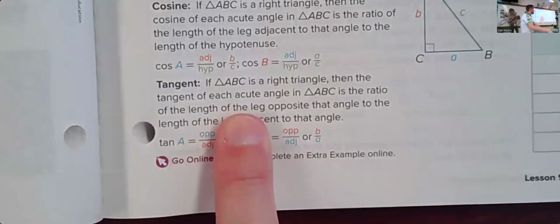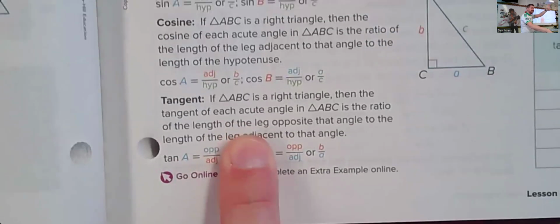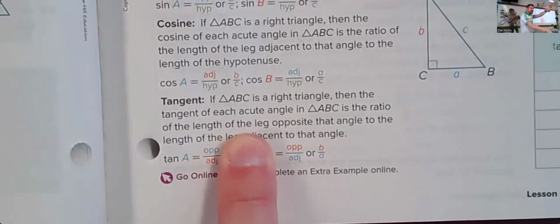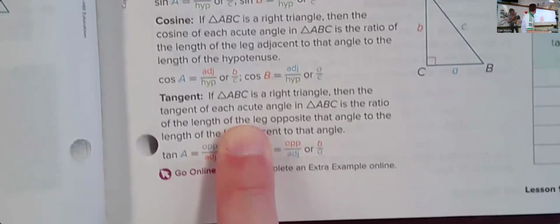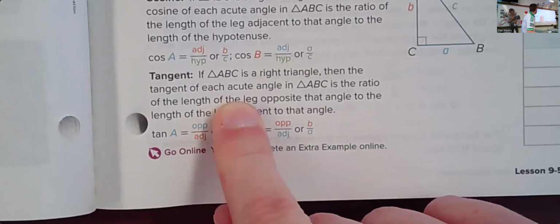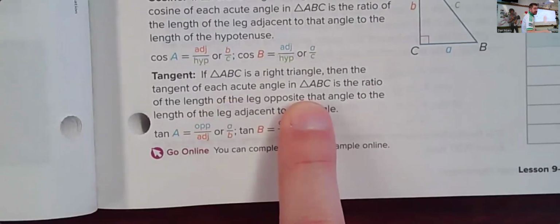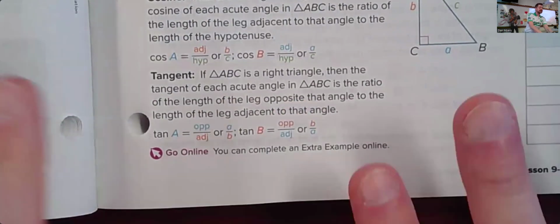All right, let's think about tangent for a second. So tangent is the third one we're going to learn about. So we've got sine, opposite over hypotenuse, cosine, adjacent over hypotenuse, tangent. If you have a right triangle, the tangent of each acute angle, by the way, we're talking specifically about the acute angles. We are never, and this is actually really important, I'm going to back up a little bit.